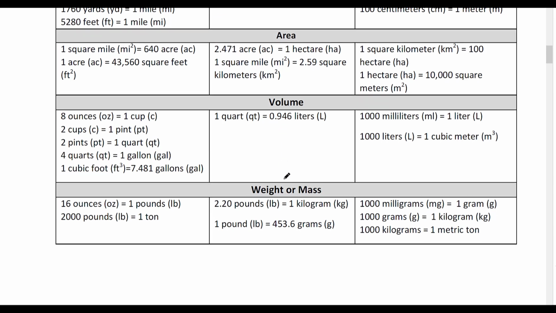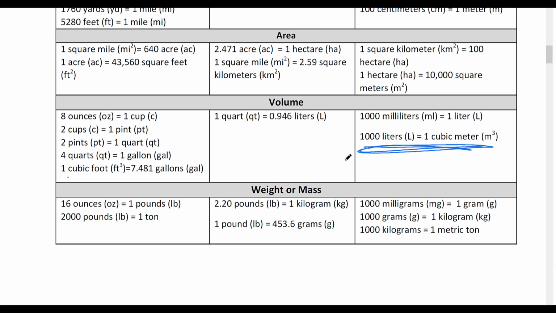Okay, so there's some important things here. I do want to point out some interesting things. 8 ounces is a cup, 2 cups is a pint, 2 pints is a quart, 4 quarts is a gallon. That's kind of a nice thing about our English system versus this boring system over here. 1,000 milliliters is a liter. Where's the fun in that? 1,000 liters is 1 cubic meter. That's an important one, actually, right there. I can see you using that a bit, especially if you're in engineering.